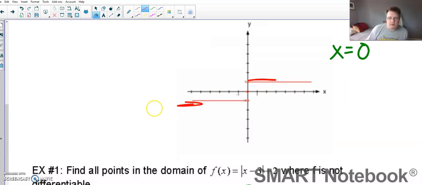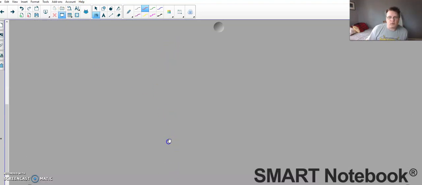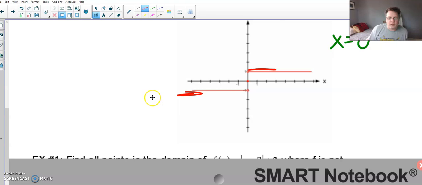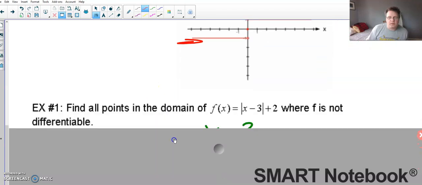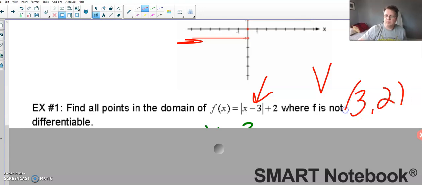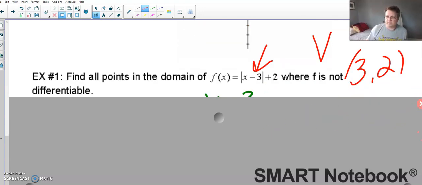Now, let me put this up. This is kind of short and sweet for now. So, find all points in the domain where it is not differentiable. Here's your absolute value, so you know it's going to be a V. You should be able to know where the point is that it's not going to be differentiable. Remember, inside the absolute value moves the x-axis, and it moves the opposite way. Outside moves the y. So it goes to 3, -2. I think that's what I have underneath here.